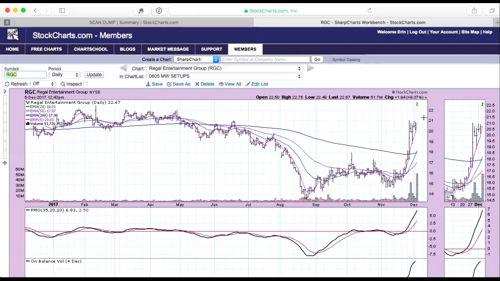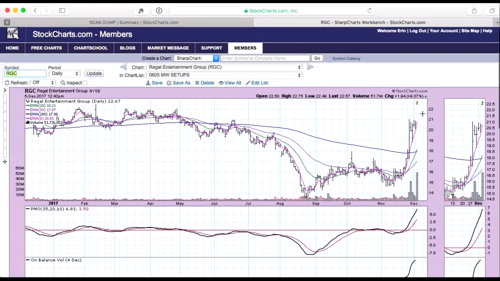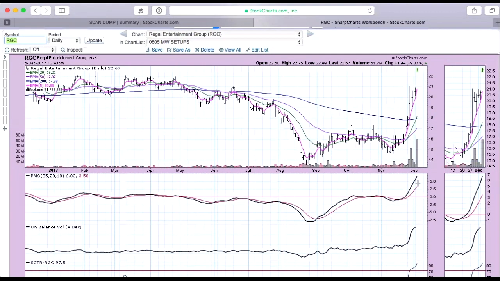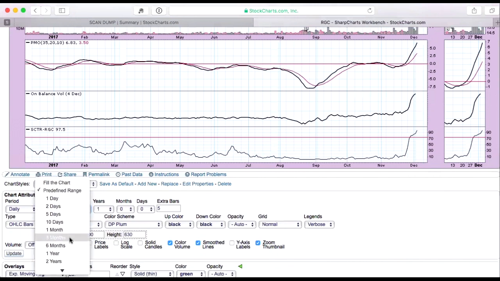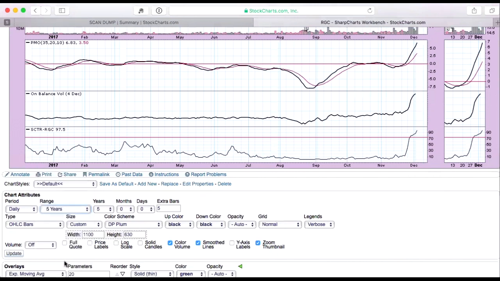Okay, this was an interesting one that I saw because you get the gap up, and I'm not familiar with whether there's news out there for Regal Entertainment Group, but really nice breakout above this area of overhead resistance at 22. Not only did it break through that, it gapped up even above that. So this one's looking pretty good, but look at the PMO. It is really overbought. And I'm going to pull this out to a longer range just to be sure that what we're looking at is an overbought PMO.